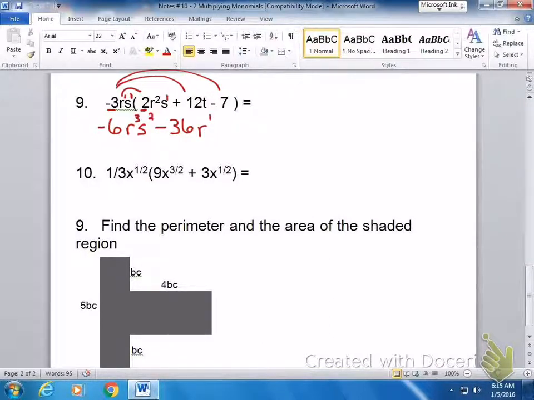S to the 1st times no other s's is just s to the 1st, but I also have a t on there to the 1st. So rst, and those variables, guys, can be in any order. It could be tsr, srt, it doesn't matter. Now I'll go to the last one.